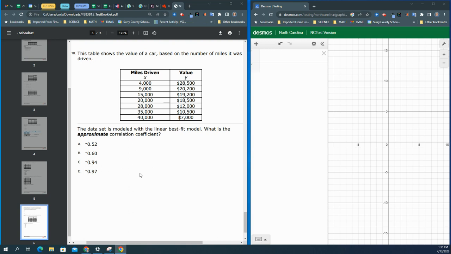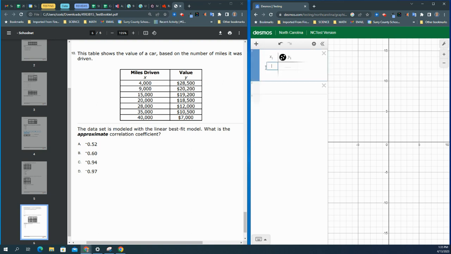Looking at number 10, we have a table showing the value of a car based on the number of miles it's been driven. So our x values are miles driven, and our y values are the value. And we know, based on the question, that this is a linear best fit model. So before we attack the question, I'm going to start with entering in the table.